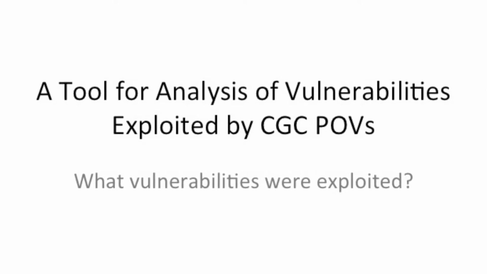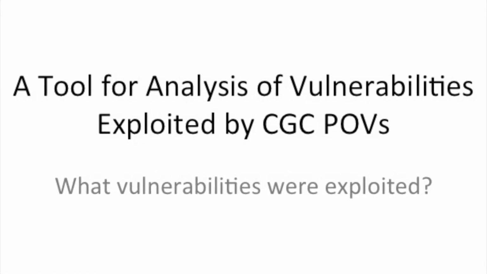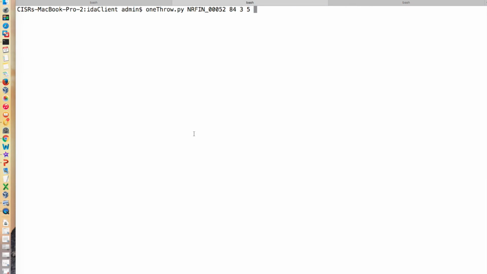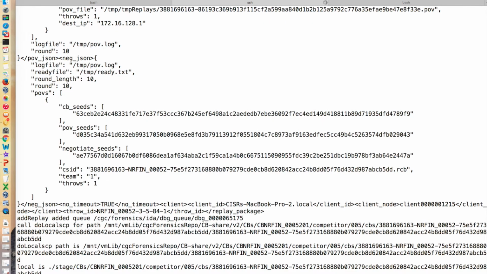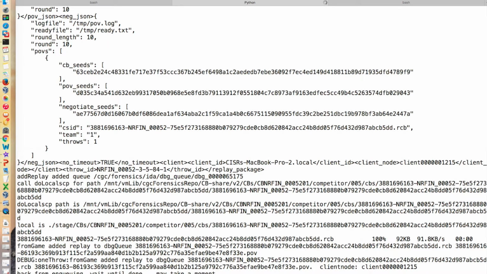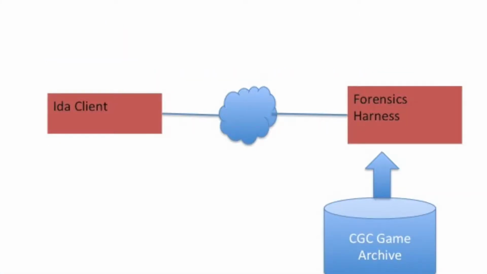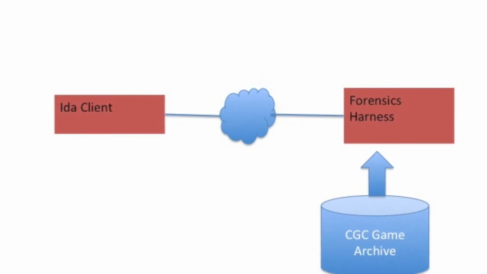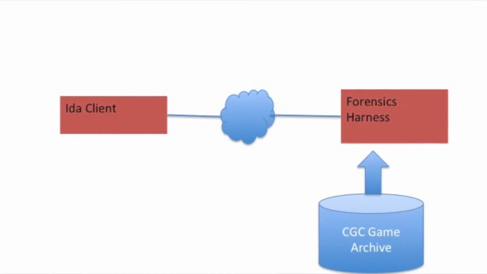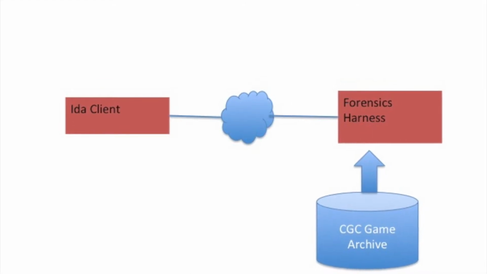This demonstration illustrates a tool utilized to analyze vulnerabilities exploited by CGC POVs. This command names a CGC session in terms of the challenge binary, the round, the attacker, and the defender. The tool references the CGC game archive to retrieve RCBs, filters, POVs, and seeds to reconstruct the named session.